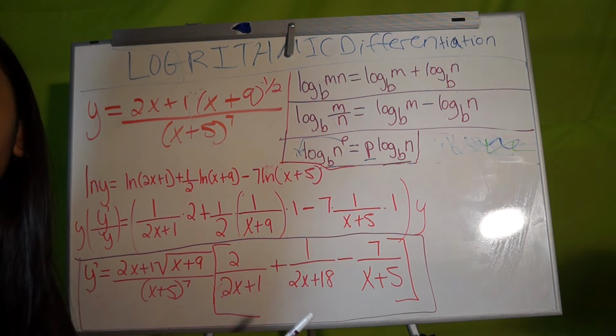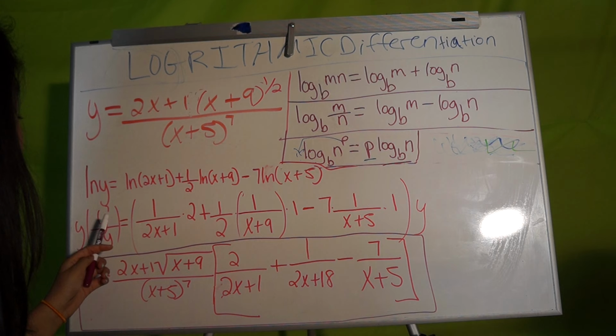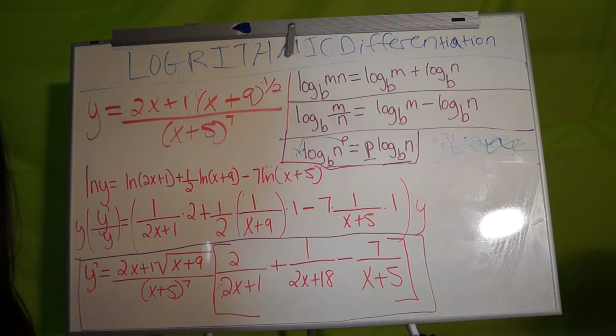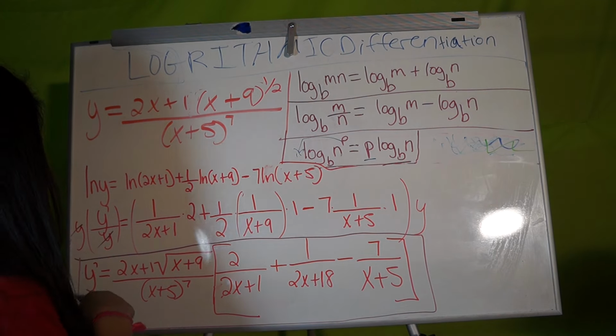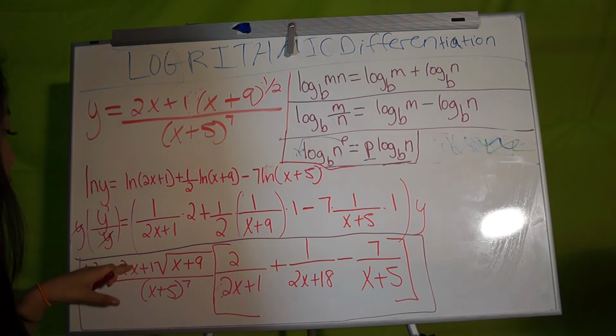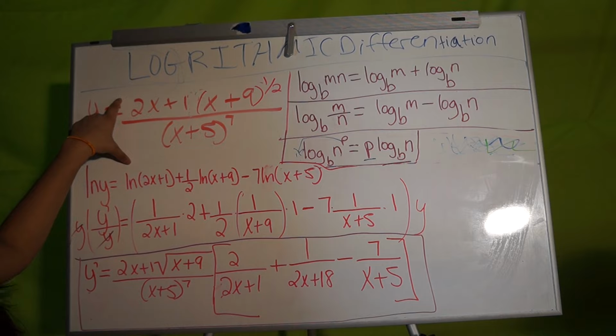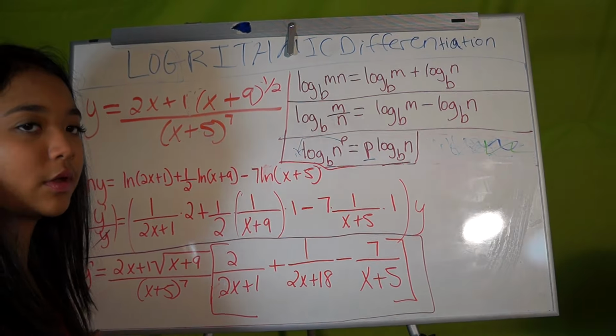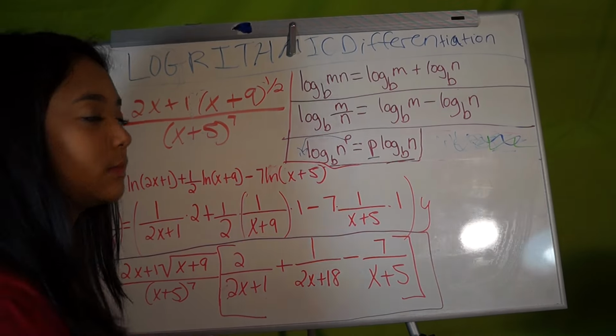Basically, it's y prime over y. I just don't like this y down here, so I'm taking it out. So I multiply both sides by y, and basically you take your original equation and you put it over here, this y area right here, you can see.